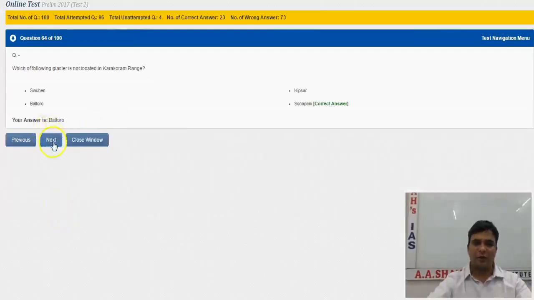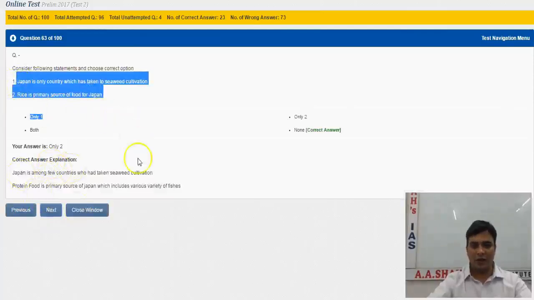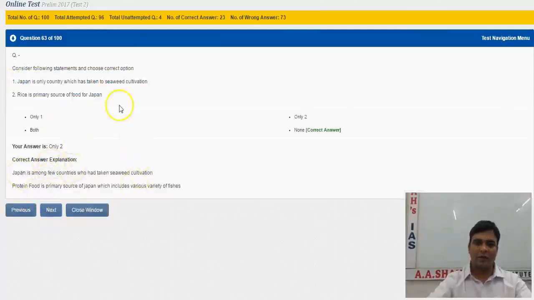There was a question on Japan and seaweed cultivation. Again, it is current affairs based. If you know, you know. If you don't know, you don't know. So basically this was in the news very recently, and since it was in the news, we have put it in the paper. Find out more about what is seaweed cultivation. Find out more about rice and where it is cultivated across the globe.